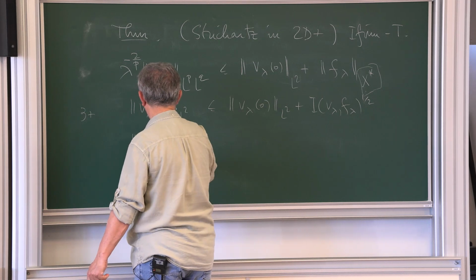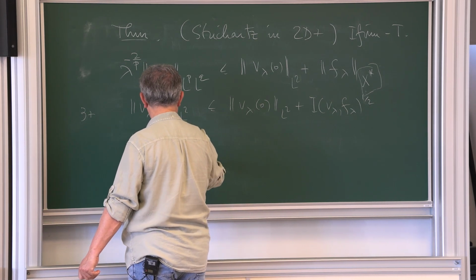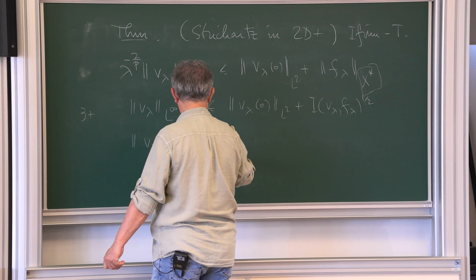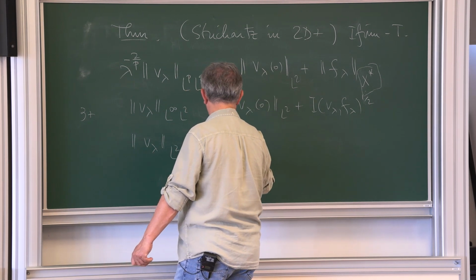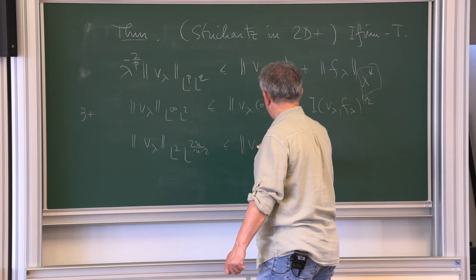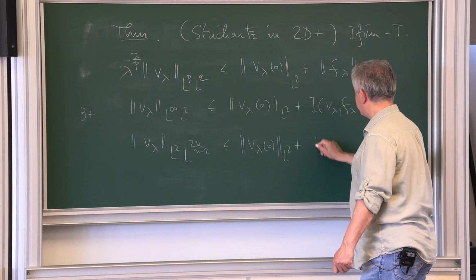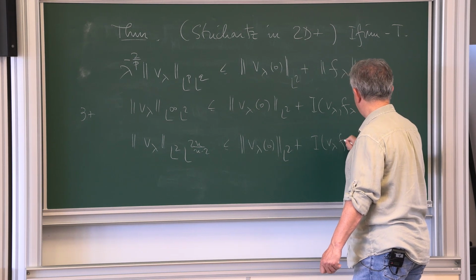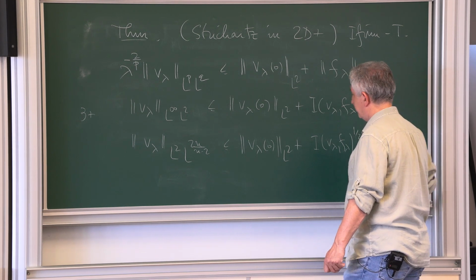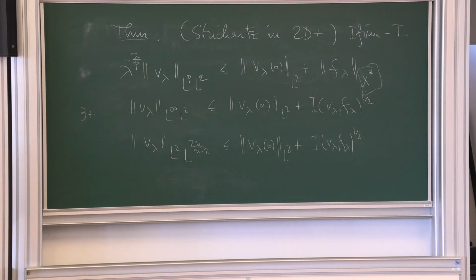And the other estimate that we have is norm of V lambda in L2, this would be 2n over n minus 2, smaller than norm of v lambda of 0 in L2 plus I of v lambda f lambda to the power 1/2. And what I put here on the right is no longer enough. That's basically enough to be able to close the energy estimate, but not the Strichartz.